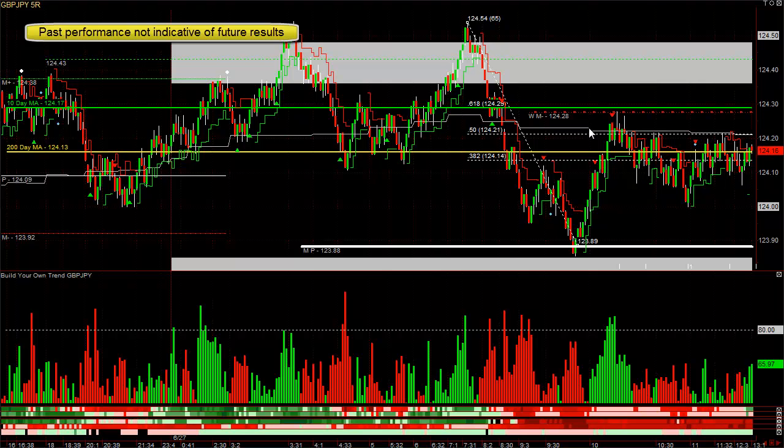But when it comes up to the 50%, it goes slightly above that, and you get a sell signal here, at least you have the opportunity to get your previous loss back.